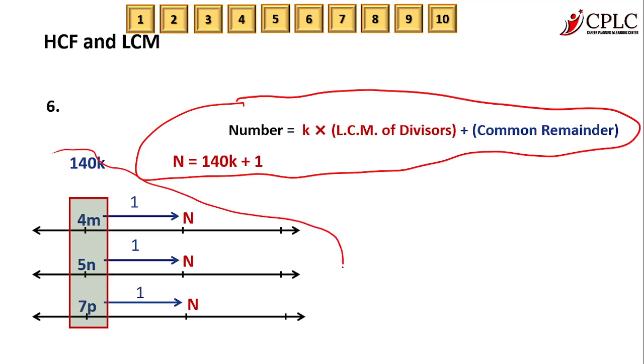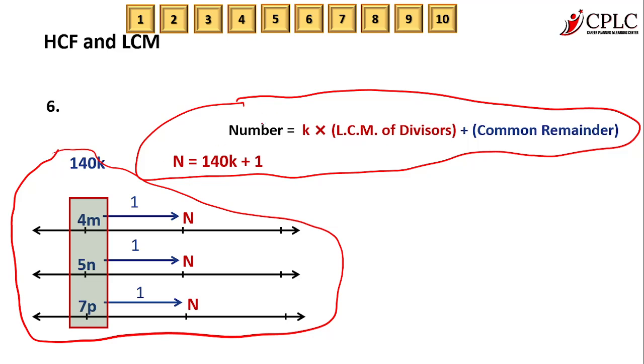Now don't bother about this entire part on the left hand side. You can skip that. Just remember these two things. So LCM of divisors is, that is LCM of 4, 5, 7, which is 140, and we have to multiply that with k, hence 140k plus the common remainder. In our case it was 1, hence the formula has become 140k plus 1. And we were supposed to find out the smallest number here.